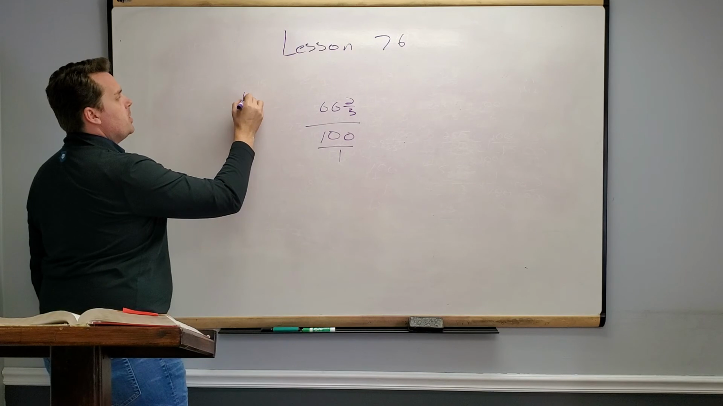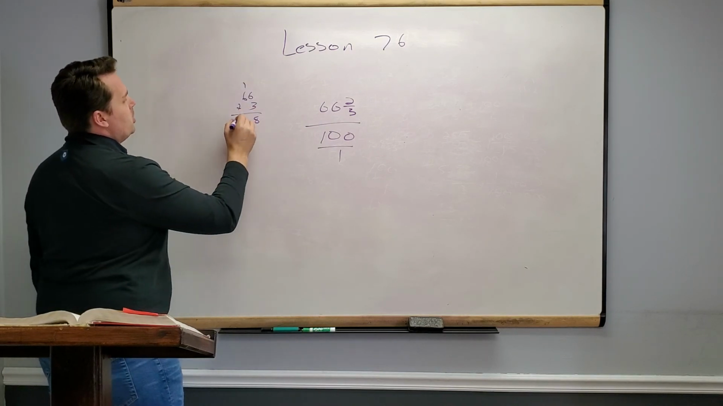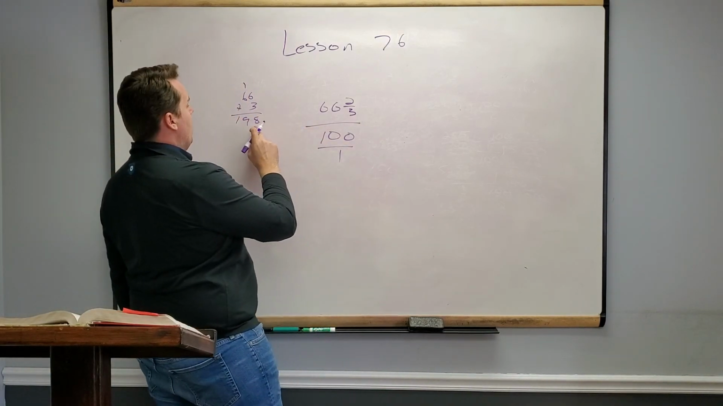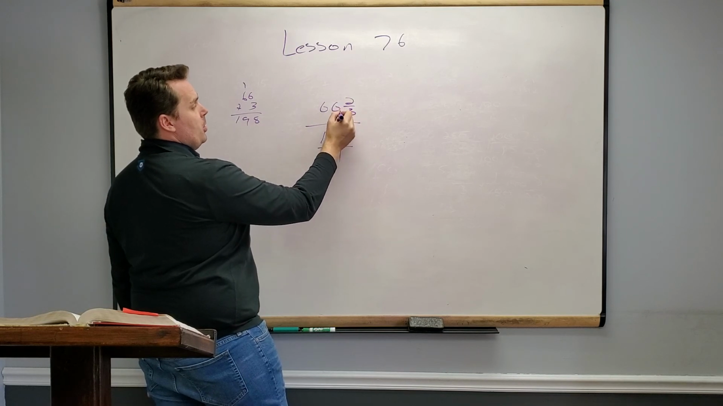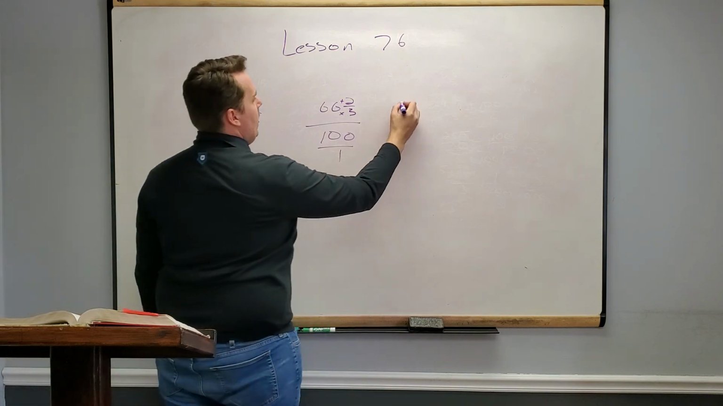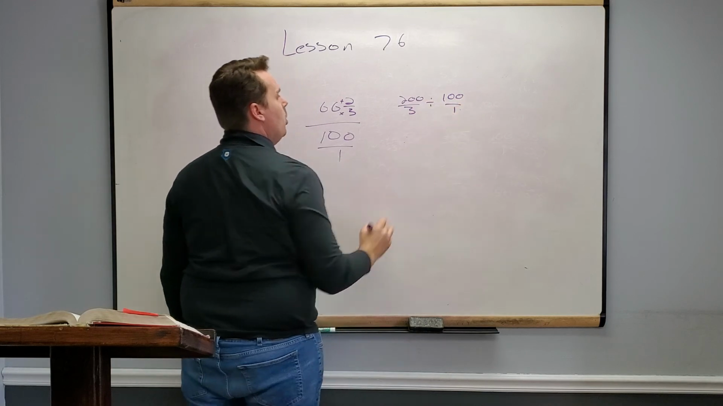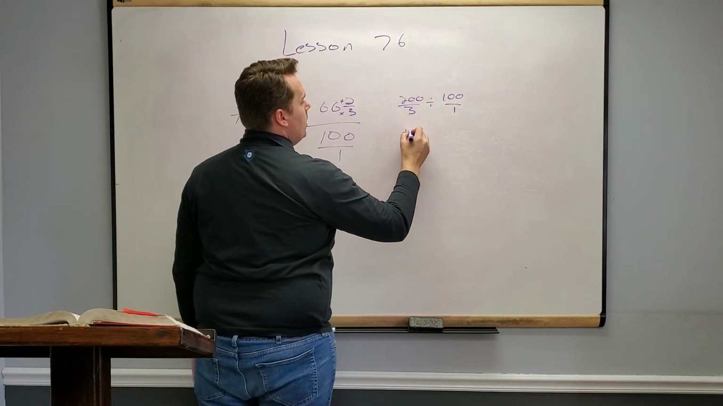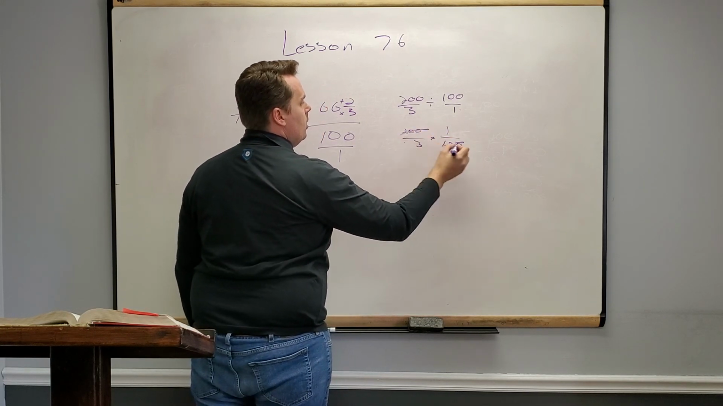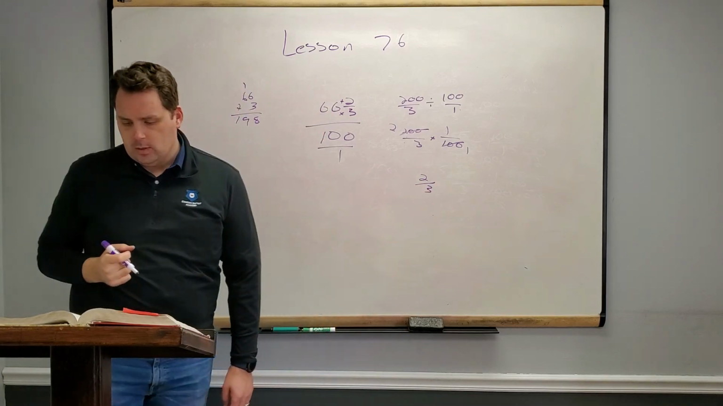It's 3 times 66. 3 times 6 is 18. 18 again plus 1 is 19. Okay? So 198, and then I added 2. Remember, it's denominator times my whole number plus my numerator. So I'll have 200 over 3 divided by 100 over 1. Now we're going to go ahead and flip it. 200 over 3 times 1 over 100. 2 times 1 over 3 times 1 is 2/3.